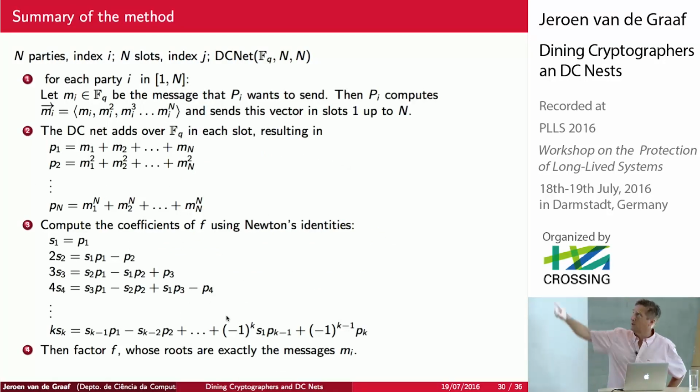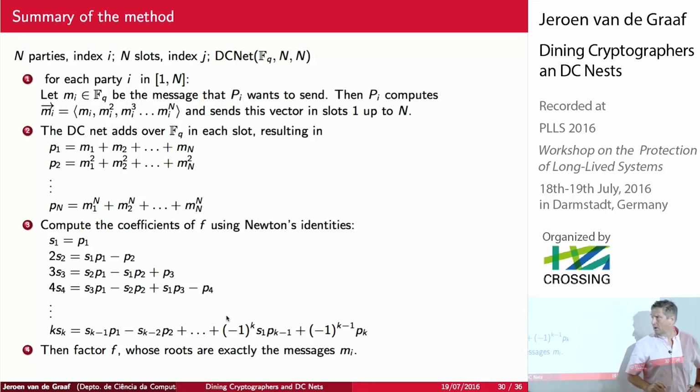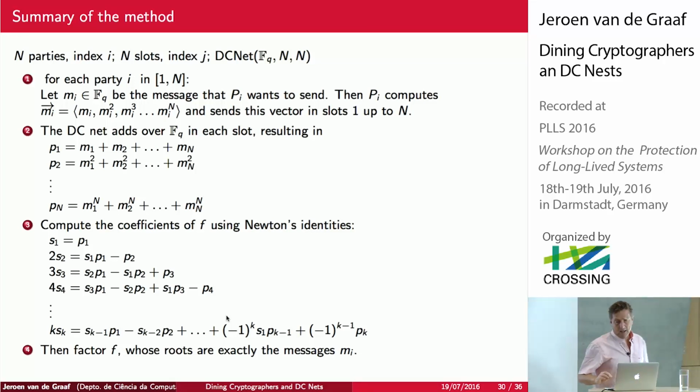So this would give us the following procedure for solving the collisions. Each party will send the vector of powers of m. The DC net will do the addition. Then you use Newton's identities to compute the values of s, and then you have to factor the polynomial over a finite field. In my vision, I'm thinking of DC nets that will have a few hundred users, and for a few hundred users, factoring polynomials of this size is very doable. I even did some tests with Sage, and up to 500, factoring polynomials is not a big deal.